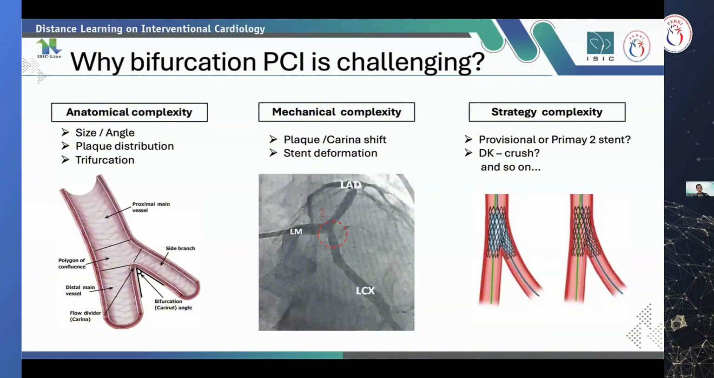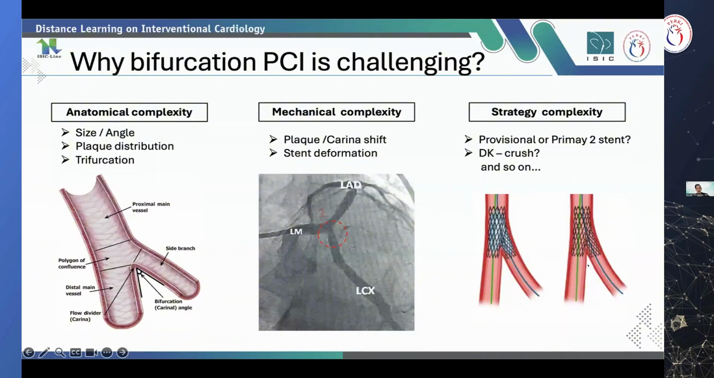The next challenging part is mechanical complexity. Sometimes we encounter plaque or carina shift after stenting, and we need to check stent deformation when using a two-stent strategy. After that, the best stent design is essential for bifurcation PCI. So we need to decide between provisional or primary two-stent based on the patient's anatomy and background.